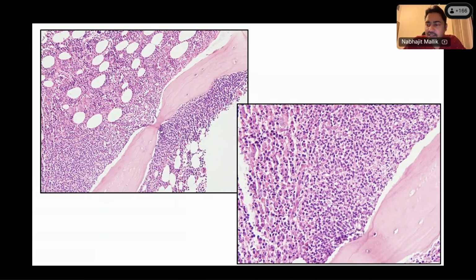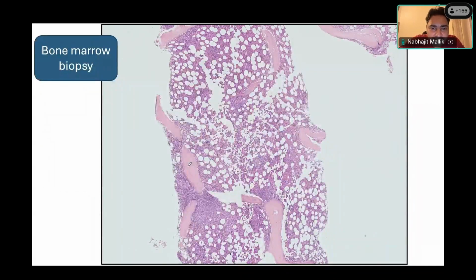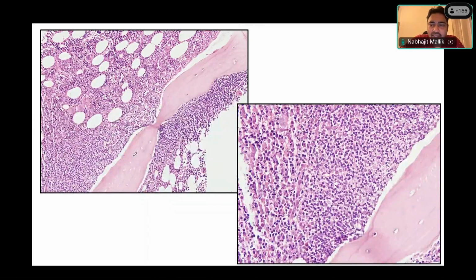Anybody else? Dr. Jasleen? Increased lymphocytes. Right, they're increased, absolutely, a focal excess of lymphocytes. Any particular region in which they are increased? Paratrabecular area. Absolutely, right. So even here you can see there are areas where around the trabeculae you can see a lot of lymphocytes, right? And in the next slide it is very clear that you can see the bony trabeculae, and along the bed of the bony trabeculae you have a lot of these lymphocytes. So this is definitely a paratrabecular lymphocytosis in the bone marrow biopsy.